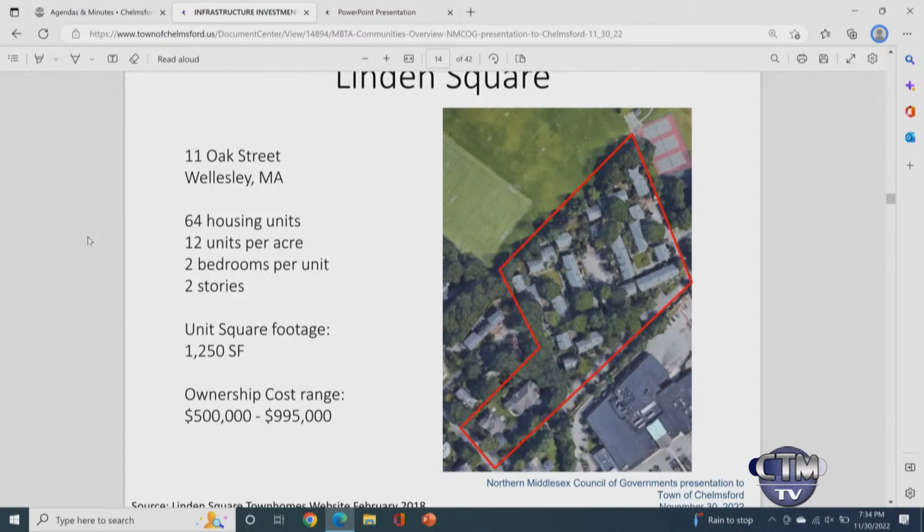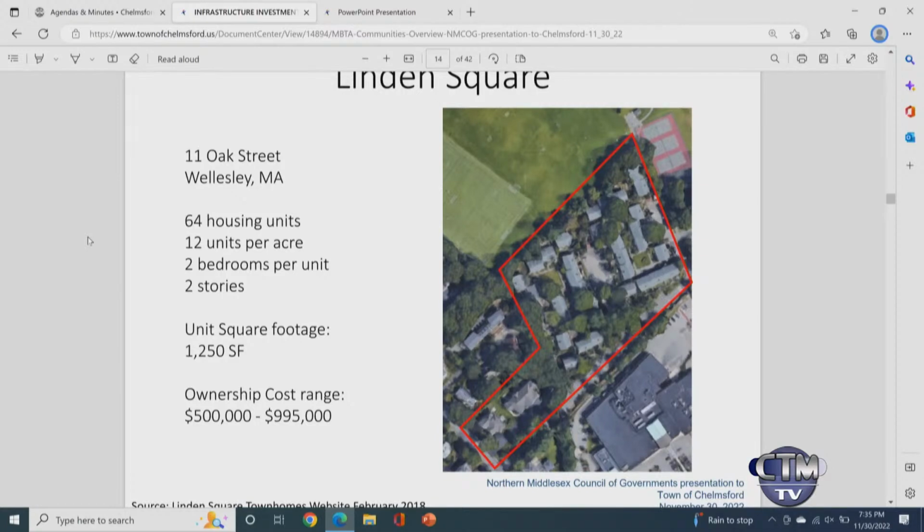Linden Square in Wellesley is right on Oak Street off of downtown Wellesley, but in close proximity to a lot of other types of land uses, including protected lands. It is 64 housing units at 12 units per acre. This is the only example that doesn't give 15 units per acre, so bear with me. We're going to get more dense as we go along. But it's showing you that as you get more densities, you do get sometimes different types of square footage of the general average square footage of a unit, but it'll also begin to show you the price points sort of change over time.